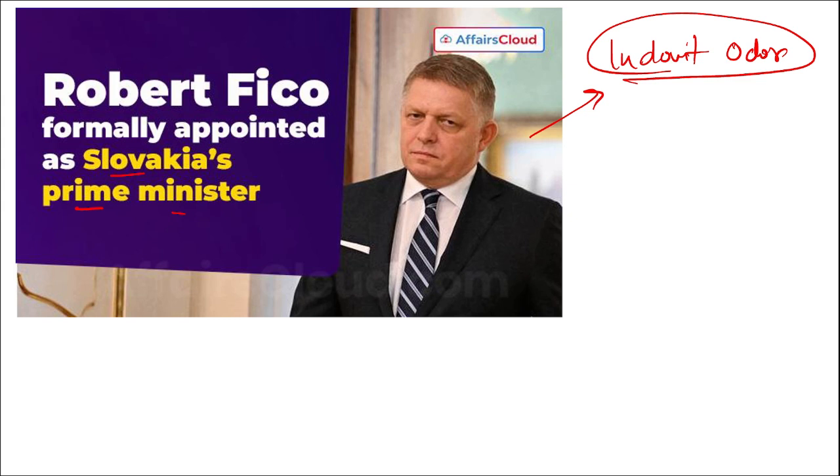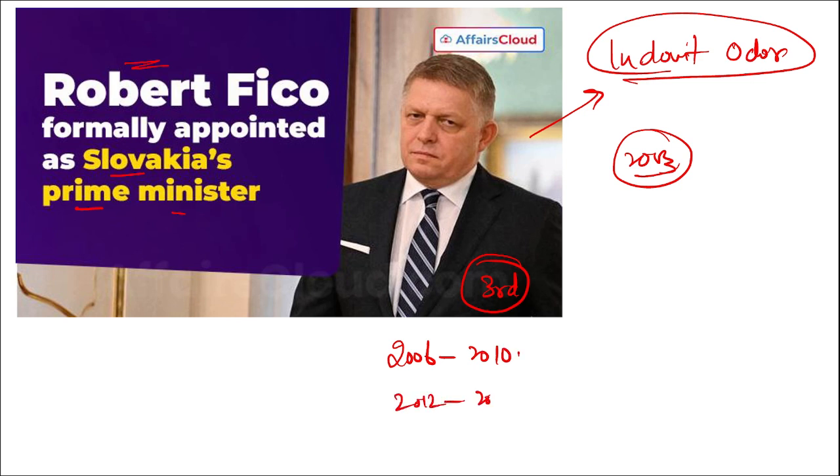And remember, Robert Fico has been serving as the interim Prime Minister of Slovakia since May 15, 2023, after the resignation of Eduard Heger as Prime Minister. So now who will he be succeeding? He will be succeeding Ludovit Odor, and Robert Fico has been appointed as the new Prime Minister of Slovakia. And remember, this is the third time that Robert Fico will be serving as the Prime Minister of Slovakia. Earlier it was from 2006 till 2010, then from 2012 to 2018, and now again in 2023 he has been appointed as the Prime Minister.